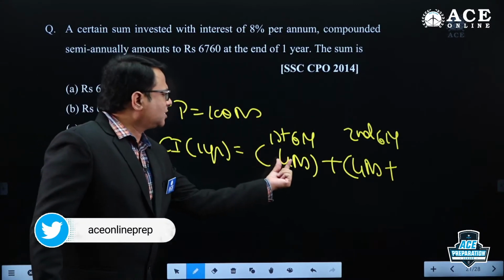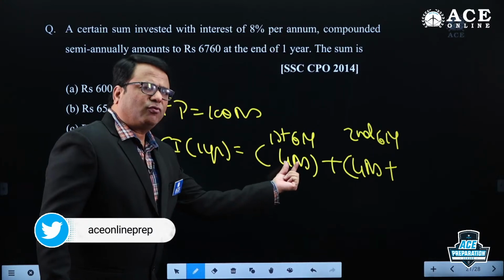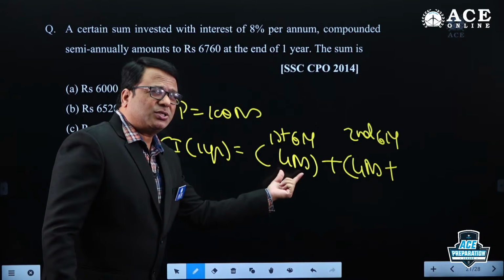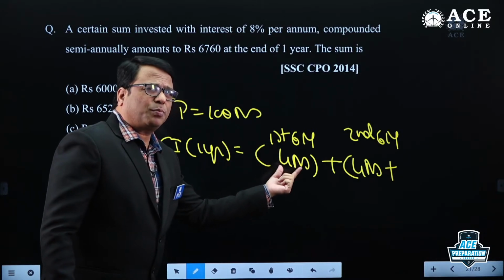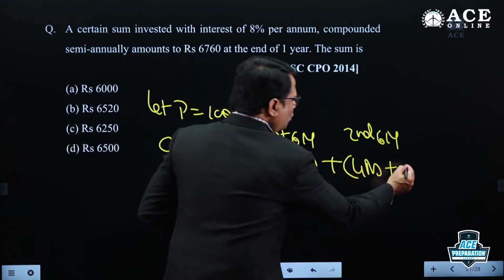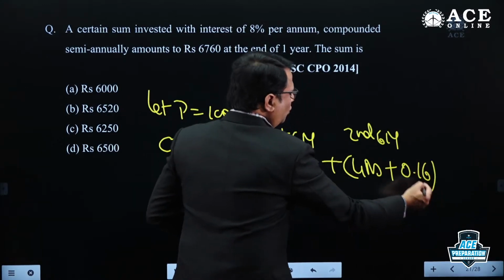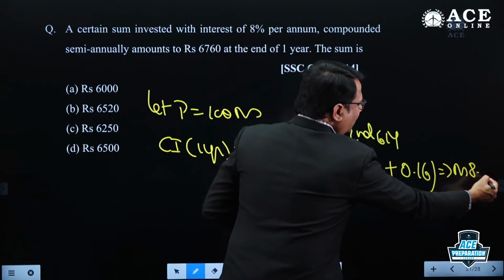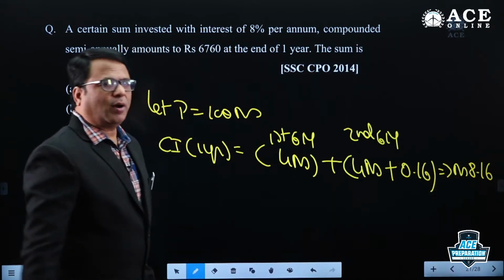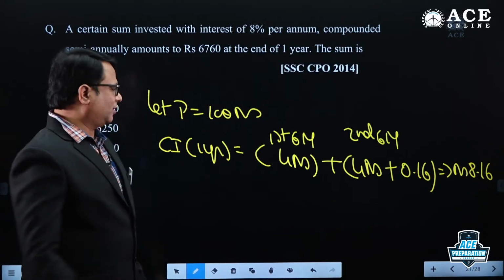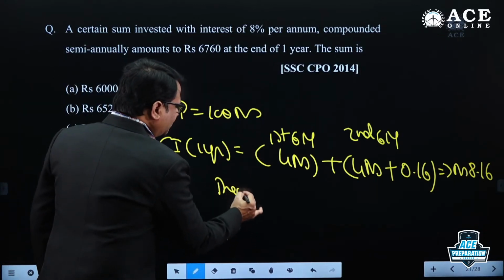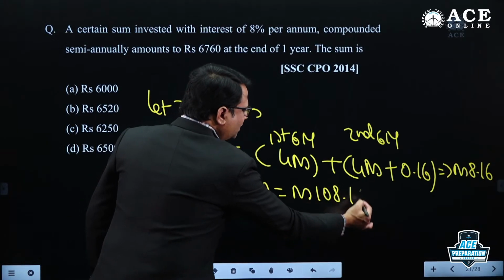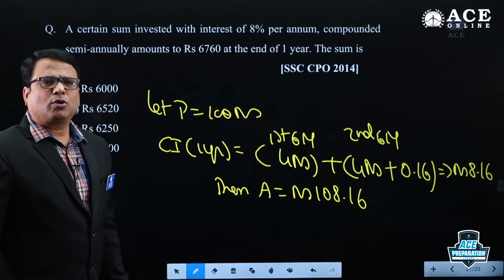Now, in the first 6 months, the interest accumulated is 4 rupees. On this 4 rupees also 4% is charged, and 4% of 4 rupees is 0.16. So what is the compound interest for 1 year? Rupees 8.16. Then the amount is how much? Amount is rupees 108.16.